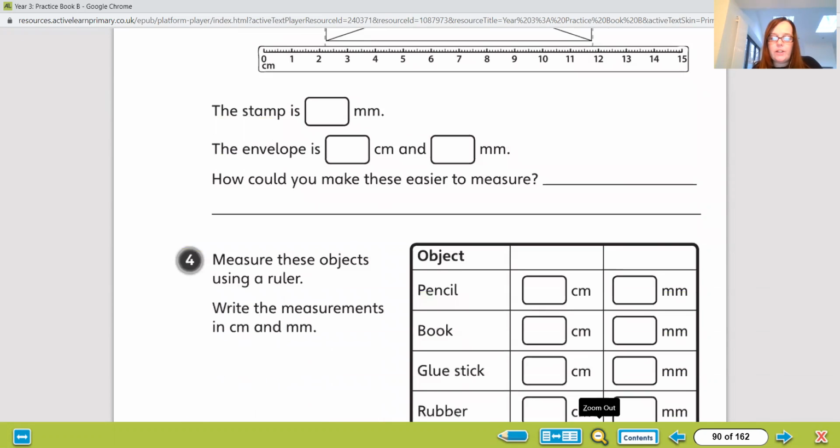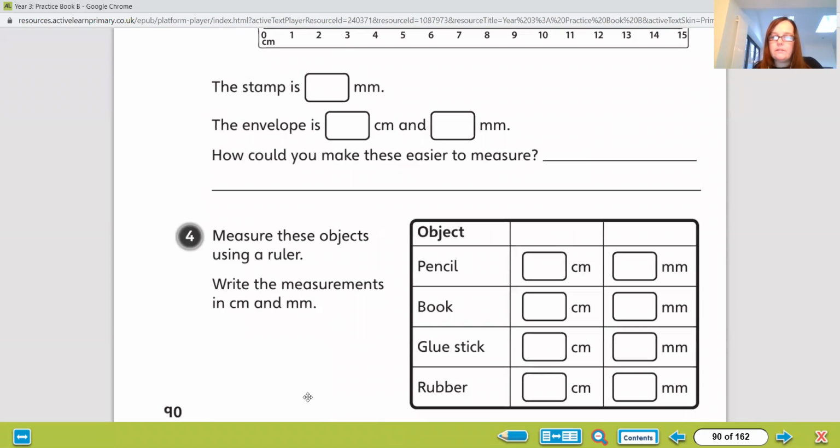The last bit of learning today is question 4. I'd like you to pause the video and have a go at this yourself. If you're in school, you can find these 4 things: a pencil, a book, a glue stick, or a rubber. And I'd like you to measure them in centimetres and millimetres. So using those little lines between the centimetres.